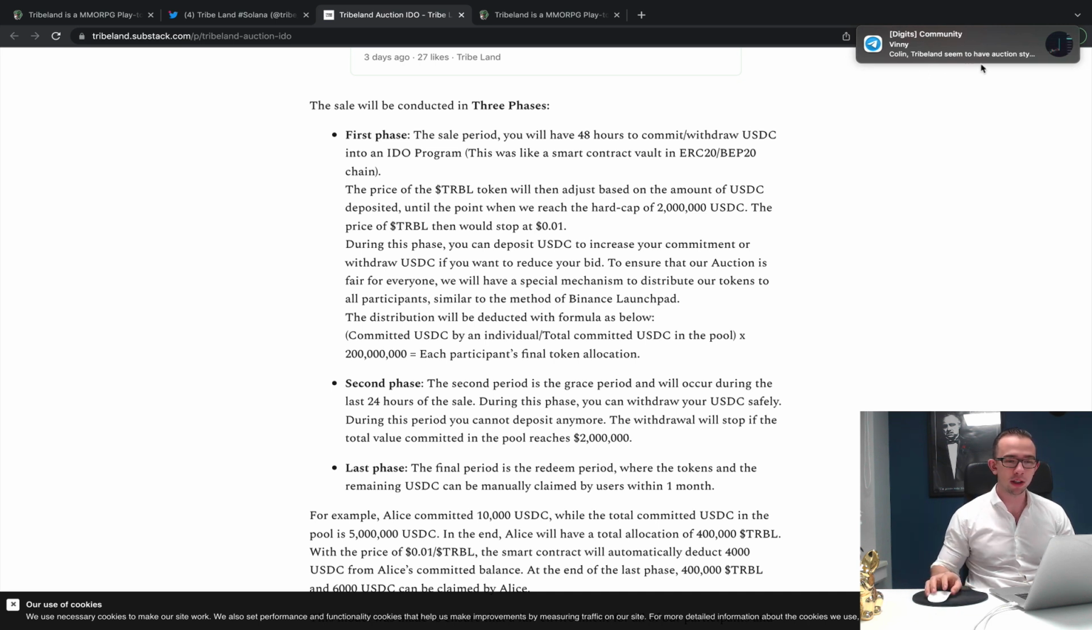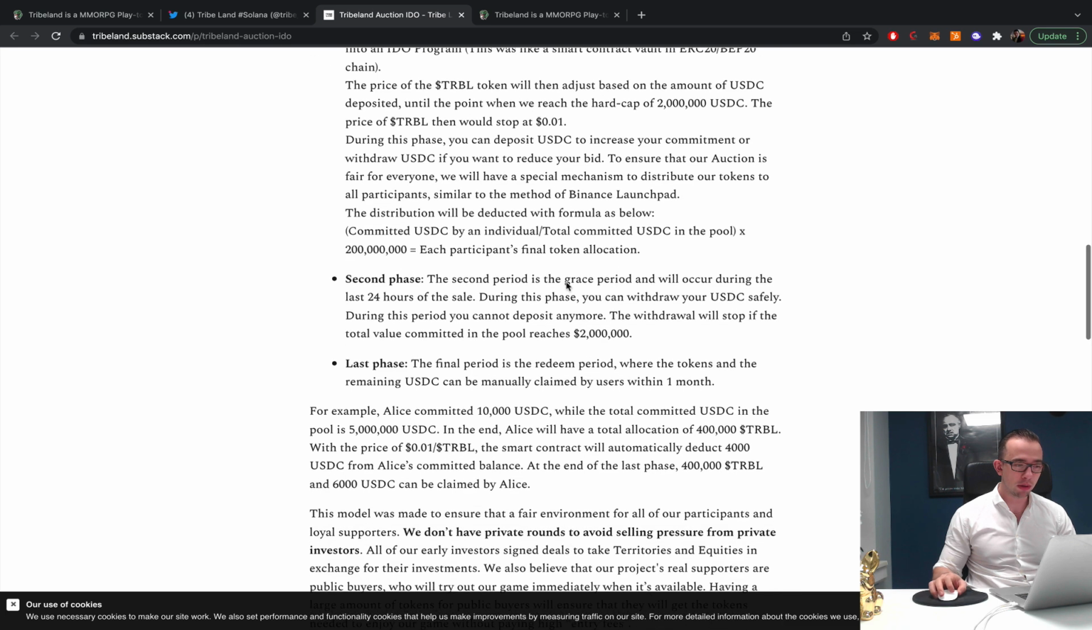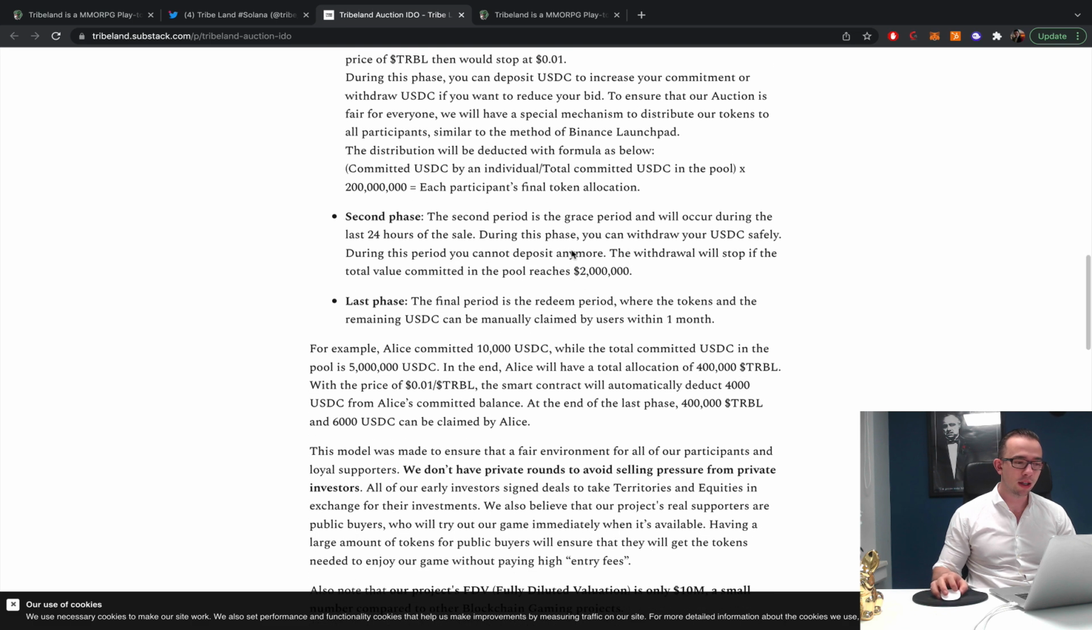Look, somebody in my community is saying, seems to have an auction going on. That's funny. To ensure that our auction is fair for everyone, we will have a special mechanism to distribute a token to all participants, similar to the method of Binance Launchpad. The distribution will be deducted with the formula as below. Committed USDC by an individual divided by the total USDC times 200,000 each potential final token allocation.